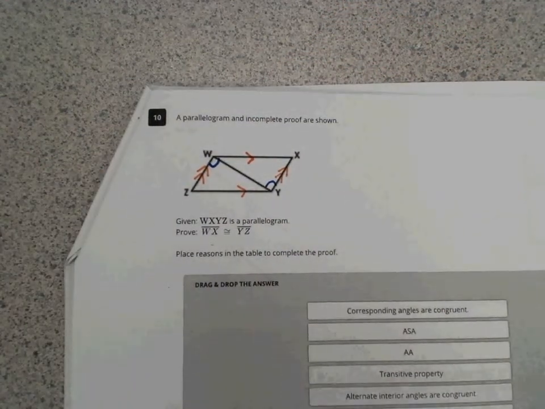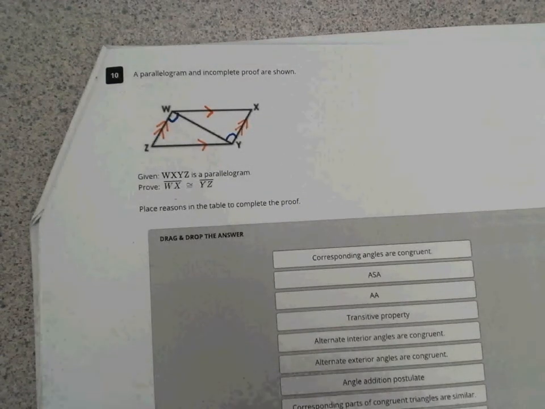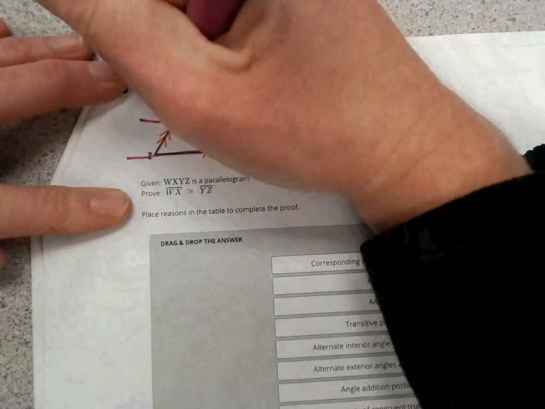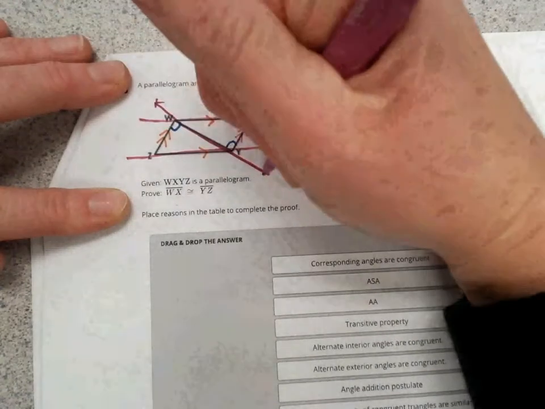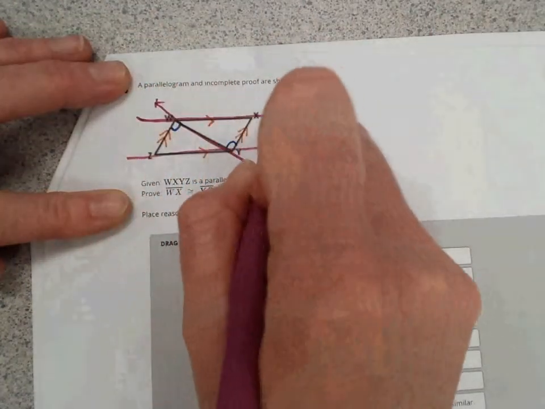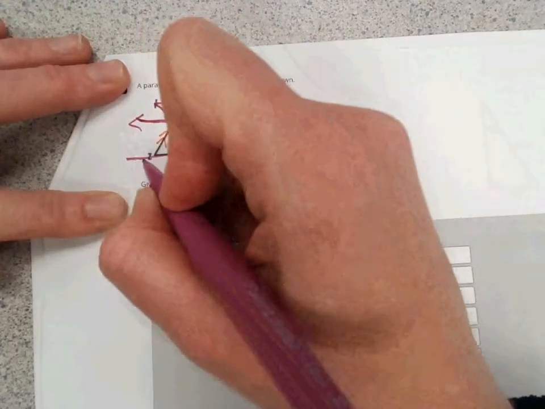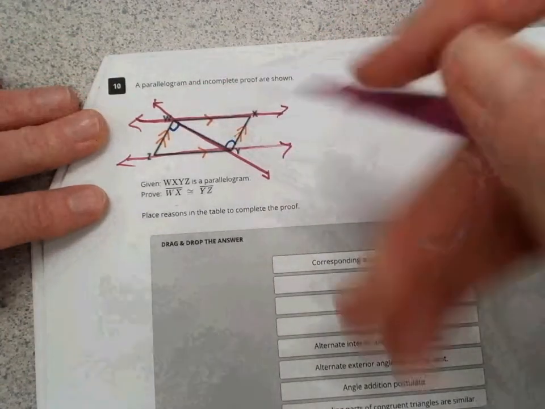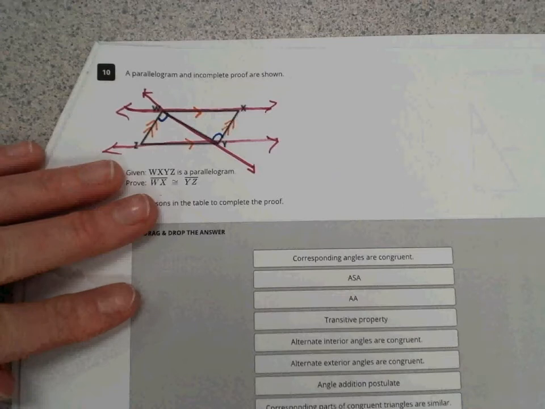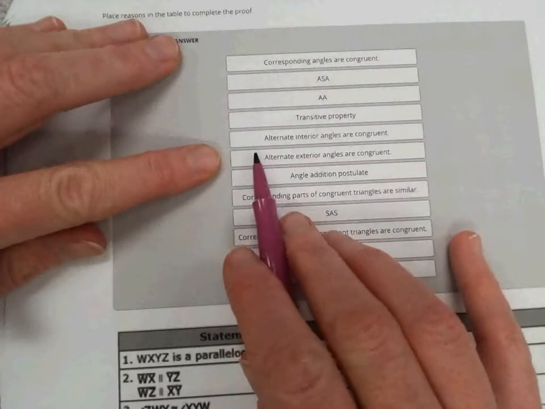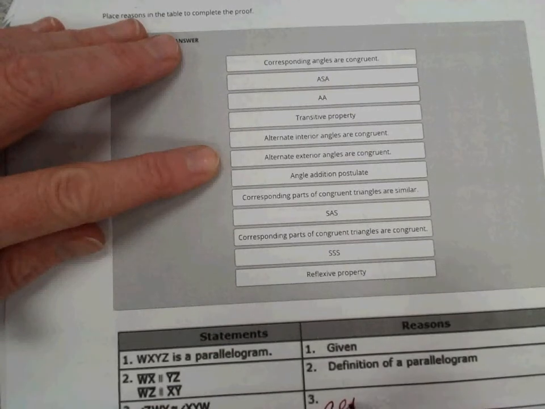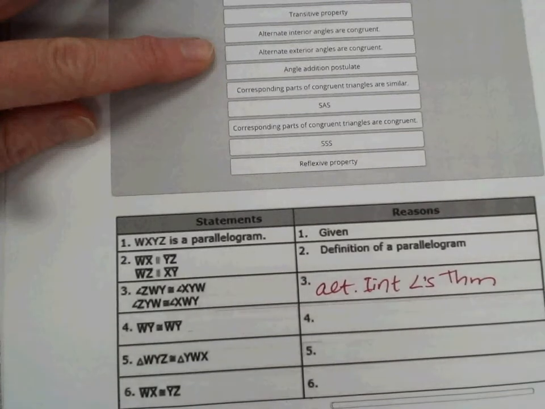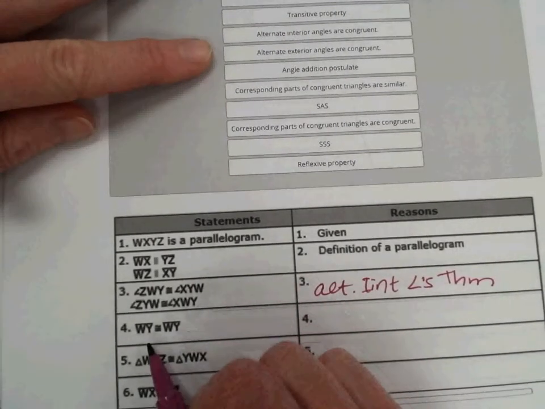Well, up to this point, we've just stated that we have this pair of parallel lines, and this line right here, we call it a transversal. And so our parallel lines cut by a transversal have special properties. So we know that these two angles are congruent by alternate interior angles theorem, which is listed right here. So I would drag and drop that into spot 3. I'm just going to write it in, alternate interior angles theorem. So my next statement says WY is congruent to WY.